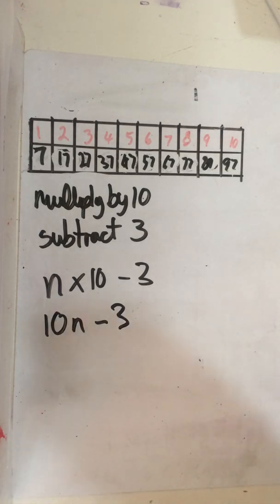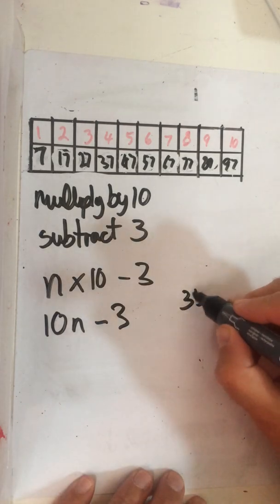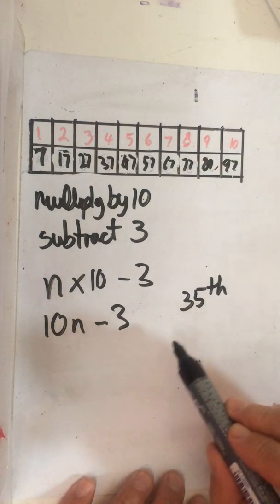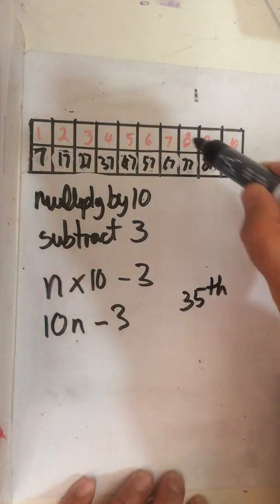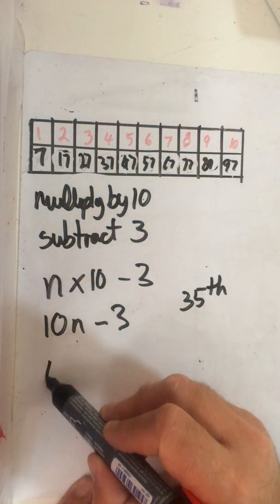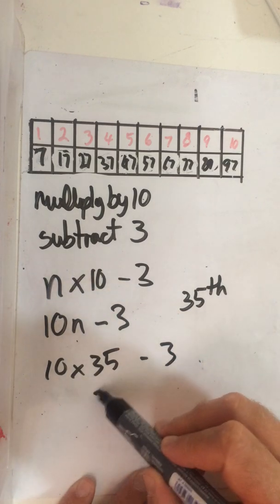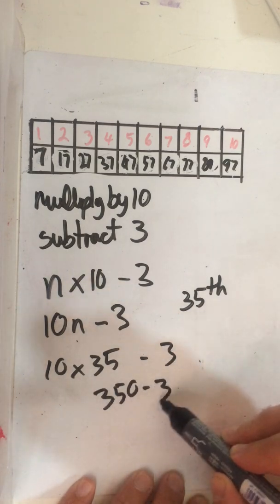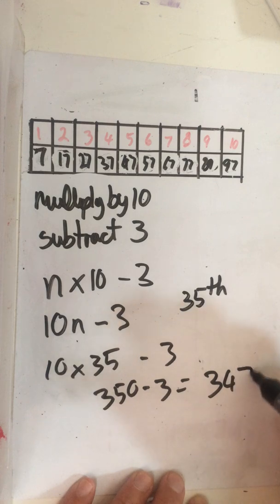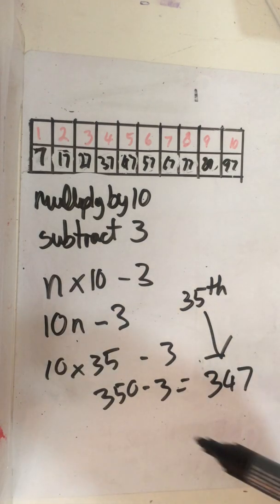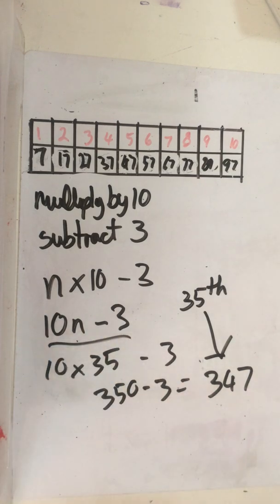And again, if I wanted to find the 35th number in this sequence, all I would do is replace n, our number, with 35. So it would be 10 times 35 minus 3. 10 times 35 is 350, minus 3, 347. So the 35th number in this sequence is 347. And that's why it's useful having this sort of formula. But more of that next time.